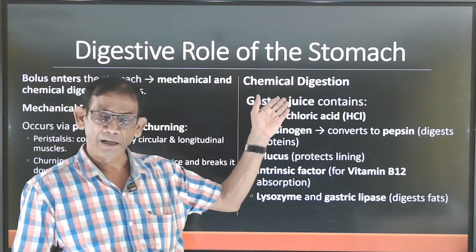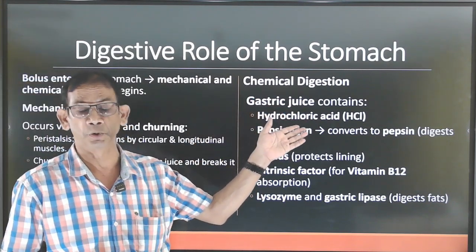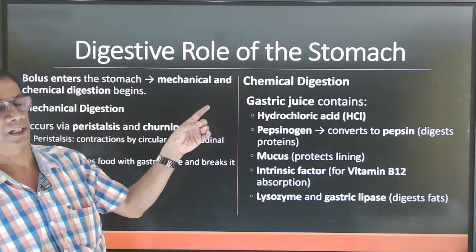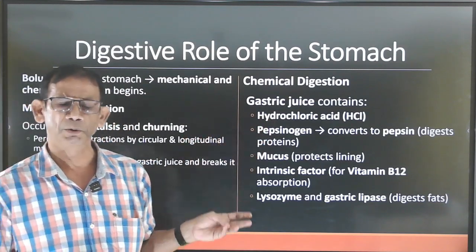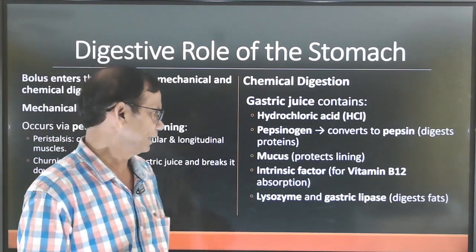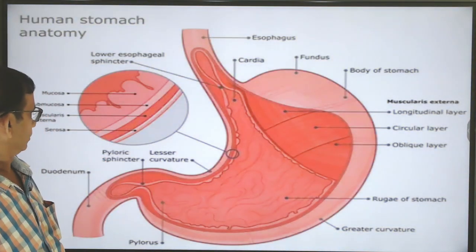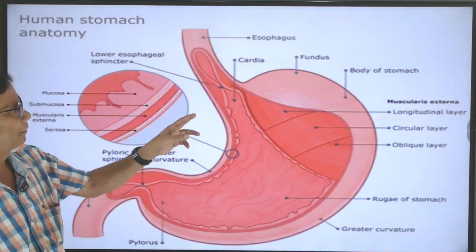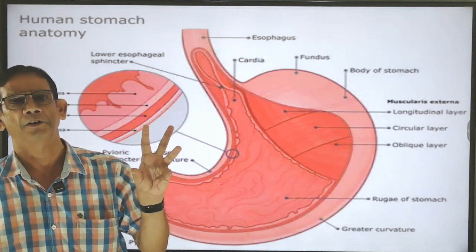At the same time, chemical digestion also takes place. During chemical digestion, gastric juice mixes with the food materials. Now, what does gastric juice contain? It contains hydrochloric acid, pepsinogens and other protein enzymes, then mucus, intrinsic factor, lysozyme and gastric lipase. Whatever the gastric juice contains, it is secreted from the gastric glands.